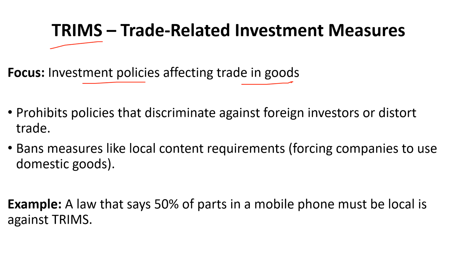The TRIMS also bans measures like local content requirements, forcing companies to use domestic goods. So no country or company will force the use of its own products. For example, a law that says 50% of the parts of mobile phones must be local is against the TRIMS, because TRIMS will not do such things.